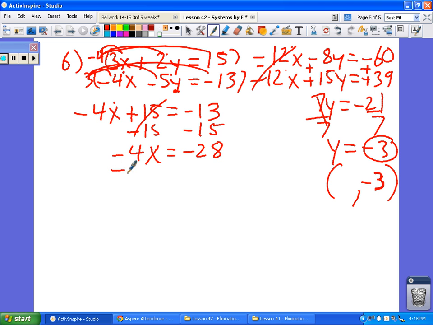And then to continue getting x by itself here, we divide by negative 4 on both sides. So negative 28 divided by negative 4 is positive 7. So that goes here. We should be able to plug in 7 for x and negative 3 for y in both of the equations, and it should equal what it says it equals on both of these.